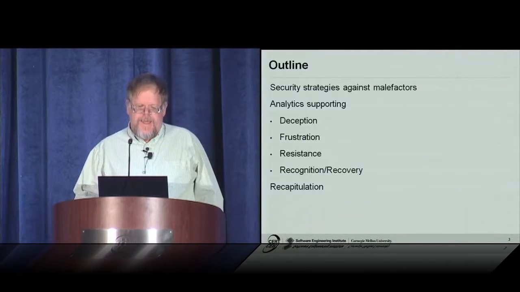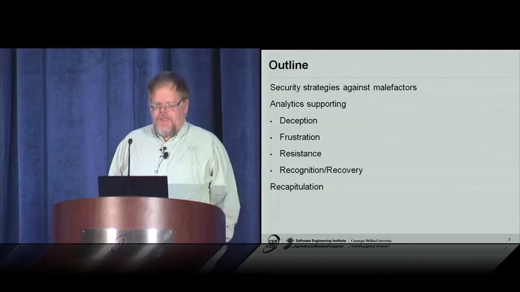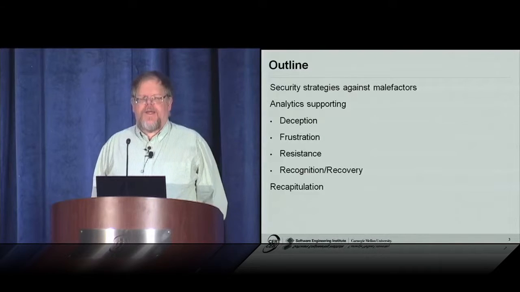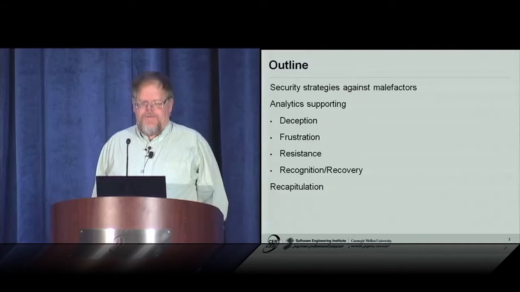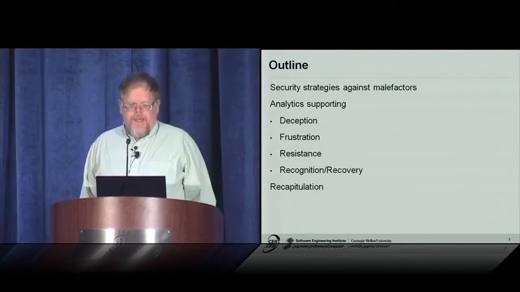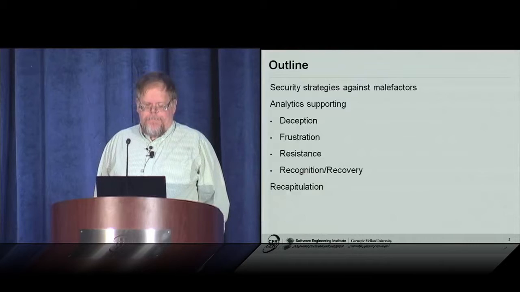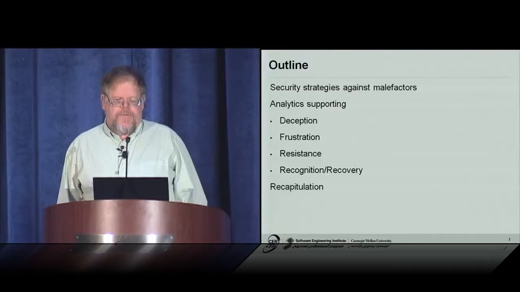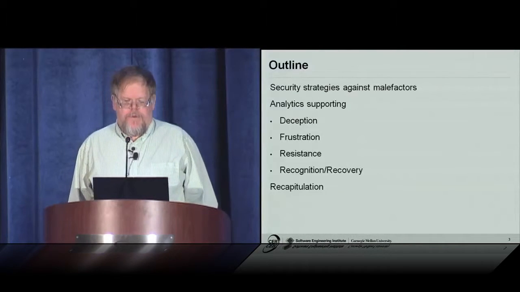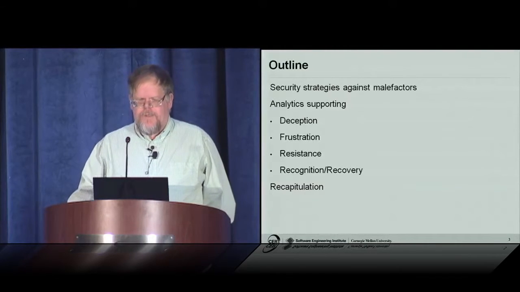What we're going to be talking about today is defensive security strategy, and particularly the role that Flo can play working on a series of different strategies against malefactors, malicious actors. And the idea is to have analytics supporting several orthogonal approaches to defending your network. The particular orthogonal approaches that we're going to look at are deception, frustration, resistance, and recognition recovery. And I'll close off with a brief recapitulation, just so that we've got an end to the talk.